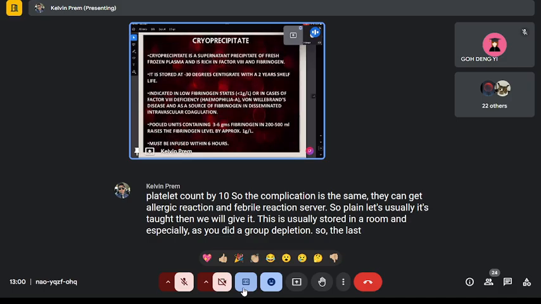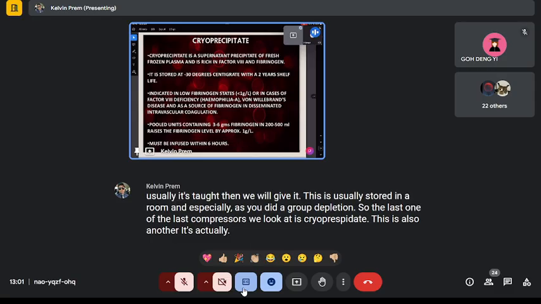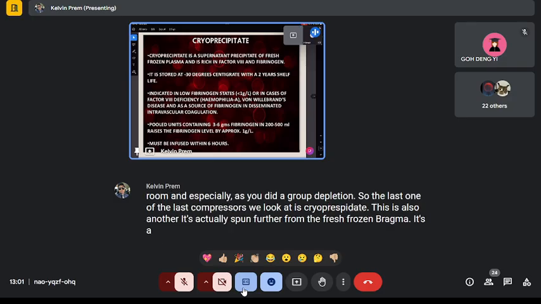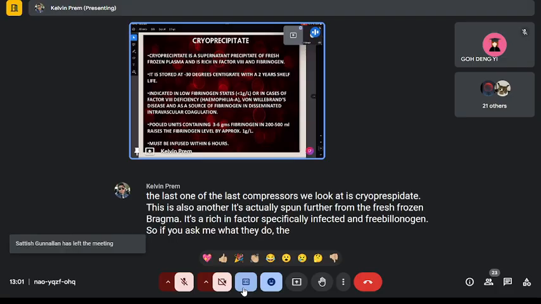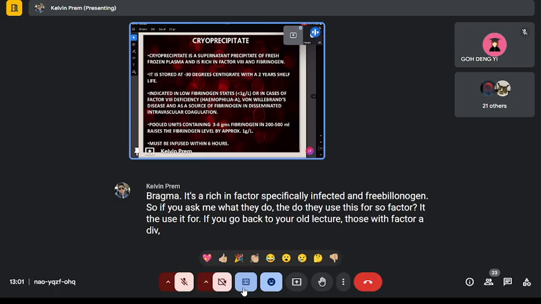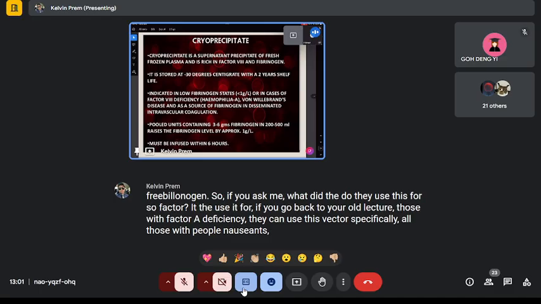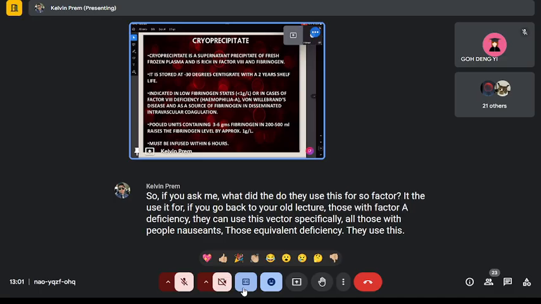So one of the last components that we look at is cryoprecipitate. It's spun further from the fresh frozen plasma. It's rich in factor 8 and fibrinogen. If you ask me what they use this for, if you go back to your old lecture, those with factor 8 deficiency, they can use this specifically, or those with fibrinogen deficiency, they use this.